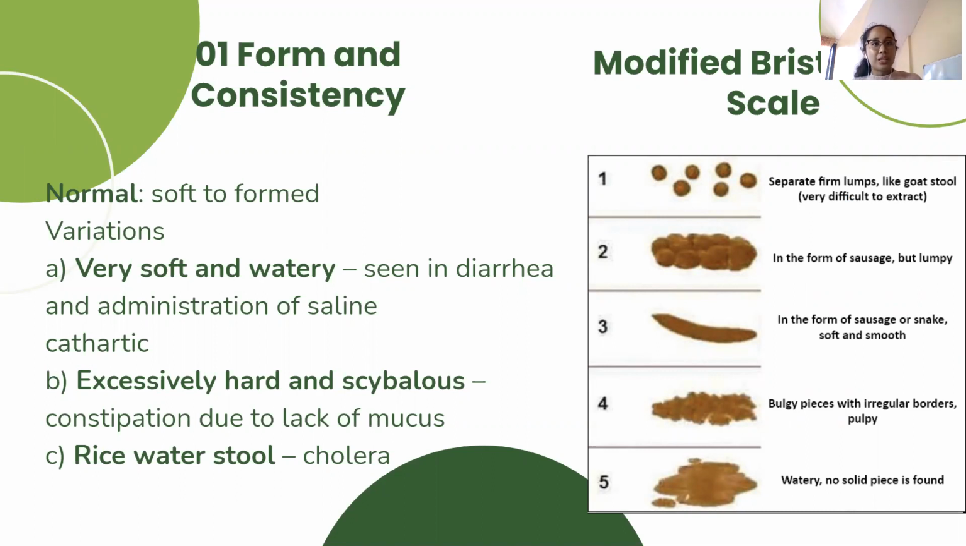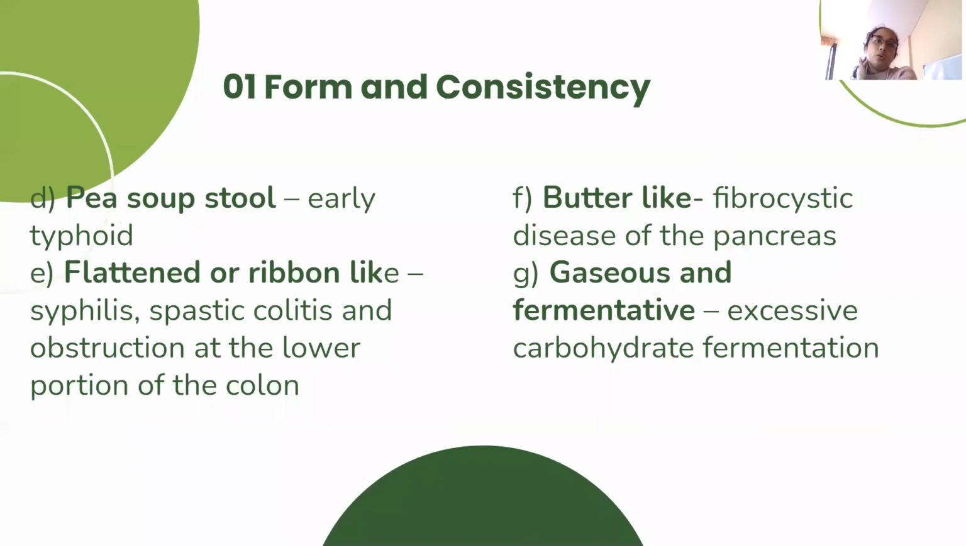So very soft and watery, usually seen in patients who have lower bowel movement, diarrhea. Letter B, excessively hard and scybalous, maybe due to constipation. Class, we have rice water stool. This happens when the patient has cholera. Rice watery stool is caused by a bacterial infection, by Vibrio cholerae. What else? We have pea soup stool. Pea is usually color green.